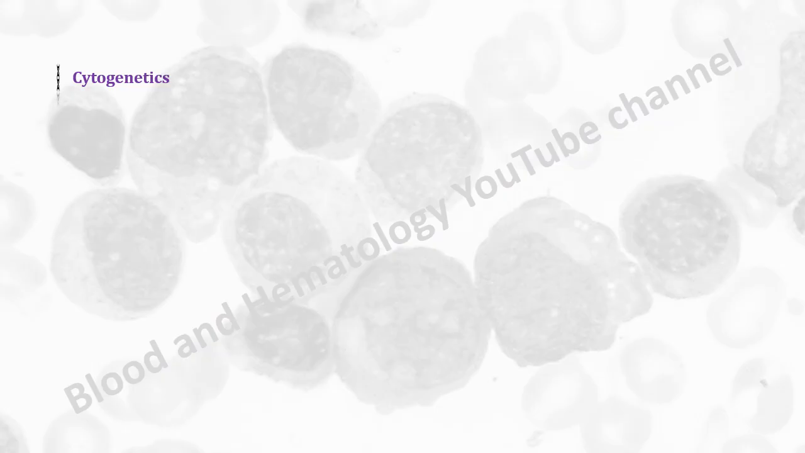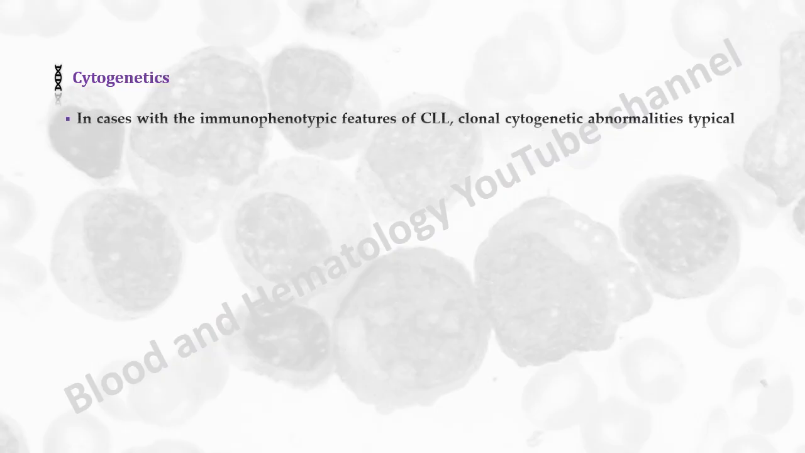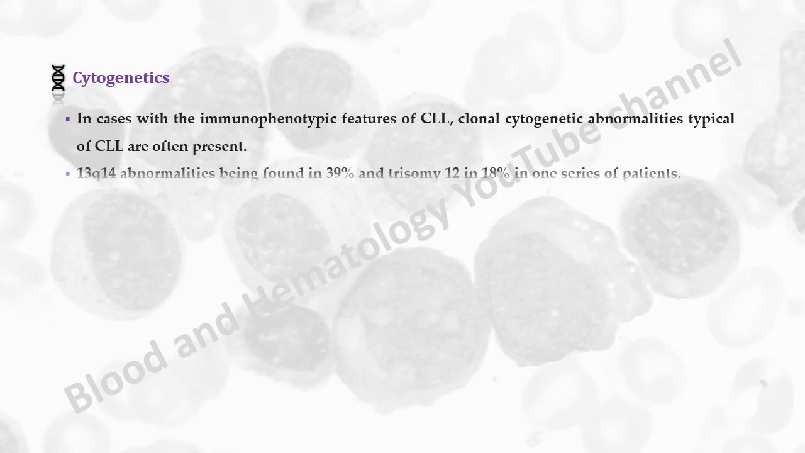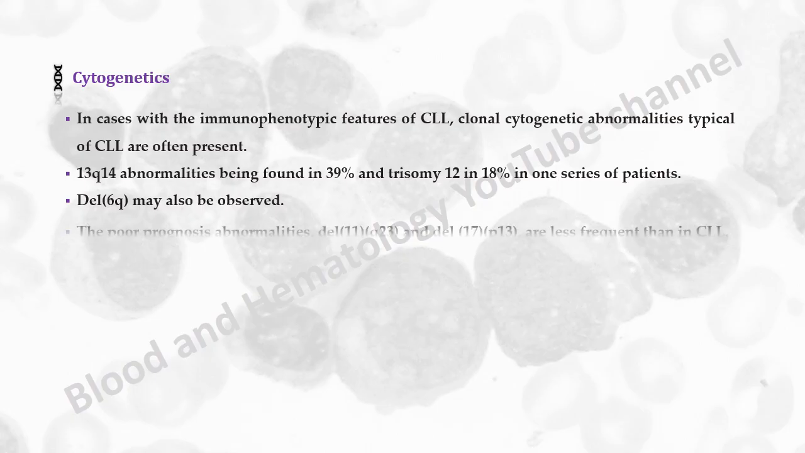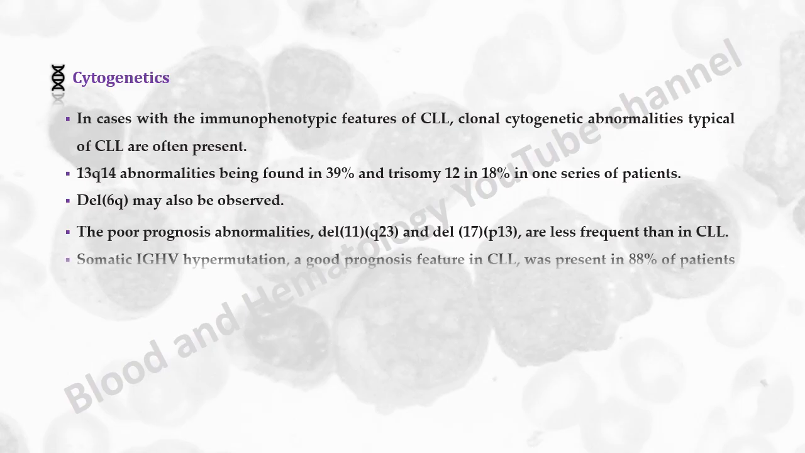In cases with the immunophenotypic features of CLL, clonal cytogenetic abnormalities typical of CLL are often present. Abnormalities of the long arm of chromosome 13 were found in 39% and trisomy 12 in 18% in one series of patients. 6q deletion may also be observed. The poor prognosis abnormalities, deletions of chromosomes 11 and 17, are less frequent than in CLL.